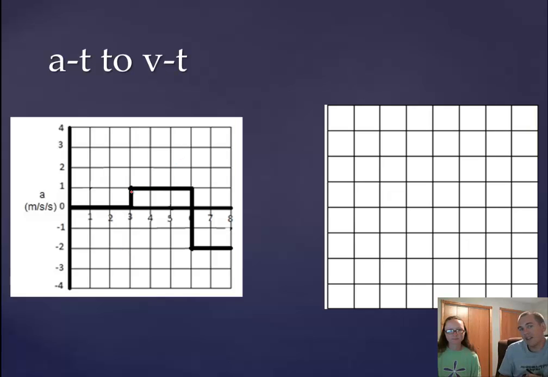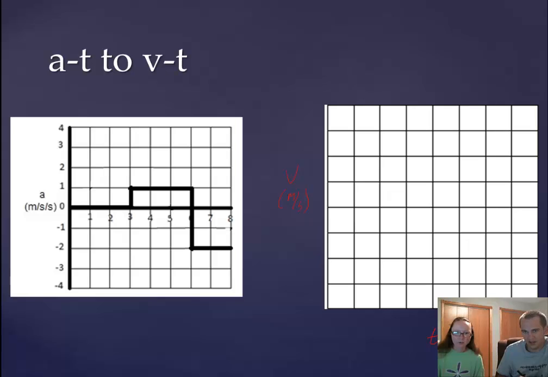What happens if I have an acceleration graph and I want to make a velocity graph? Okay, now this is actually a pretty straightforward process because we know, well, what does the acceleration graph tell us? The acceleration tells us the rate of change of our velocity. Right, it tells us how much our velocity is changing every second.